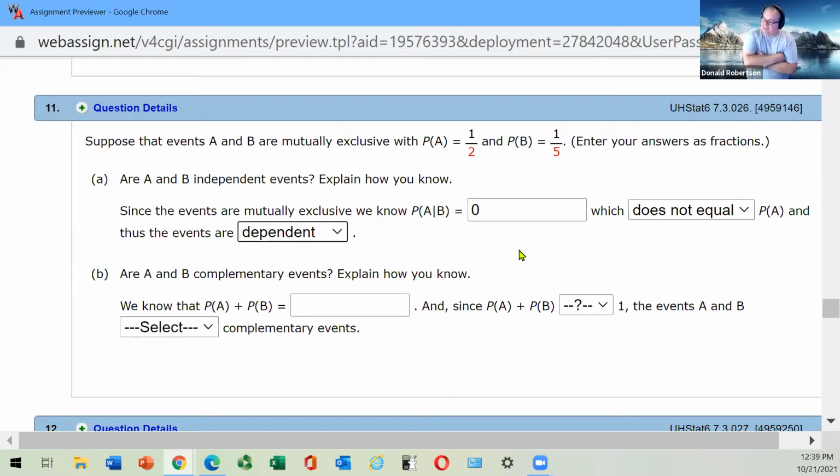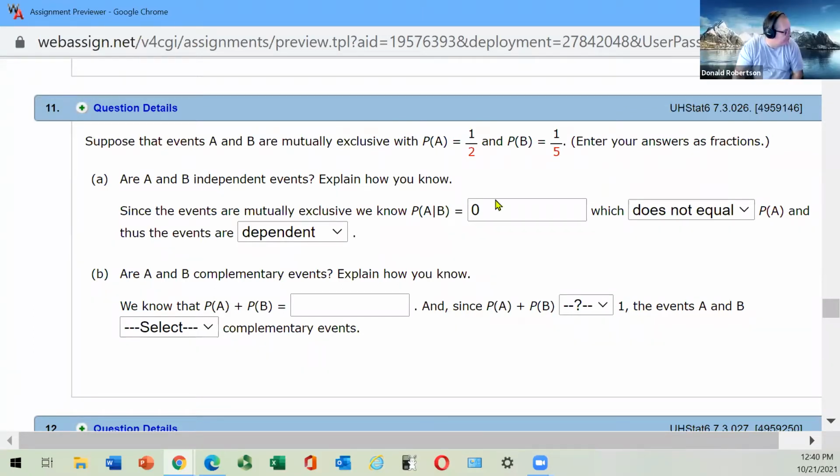They are dependent. So if you know two things are mutually exclusive and you get some probabilities to go with it, can you see that you can then make the assumption about independence or dependence? Now, are A and B complementary events? That's a totally different thing. Are these two guys complementary events? Correct. Why are they not complementary? What should they add up to if they were? 1. Would you agree they don't add up to 1?